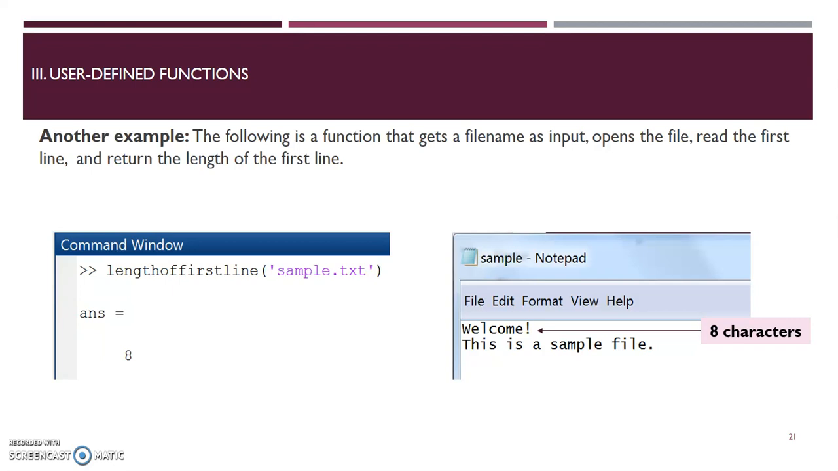To see how this function works, I have created a text file named sample.txt and have put that in the current folder of MATLAB. Then I have run my function with the name of that file. See that because the file name is a string, I have put the name among two single quotation marks.